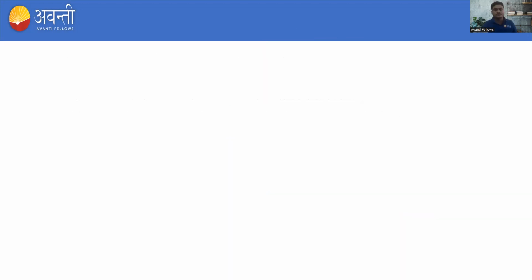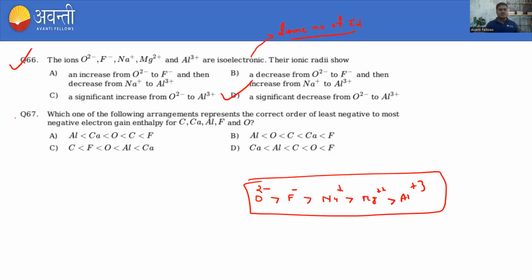Okay, chalo. Next question is question number 67. Which one of the following arrangements represents the correct order of the least negative to the most negative electron gain enthalpy? This question is from electron gain enthalpy. What is electron gain enthalpy? That is the amount of energy released or absorbed when one extra electron is added to the atom. They are asking for the correct order from the least negative to the most negative. So let me write the groups of all the elements.